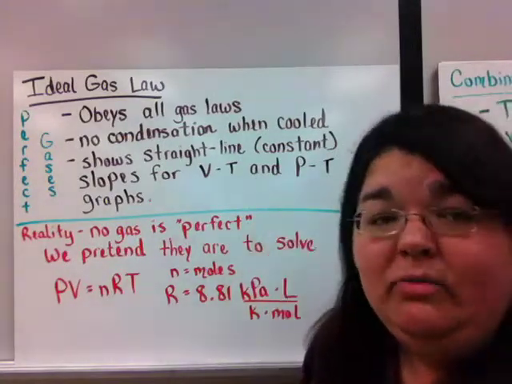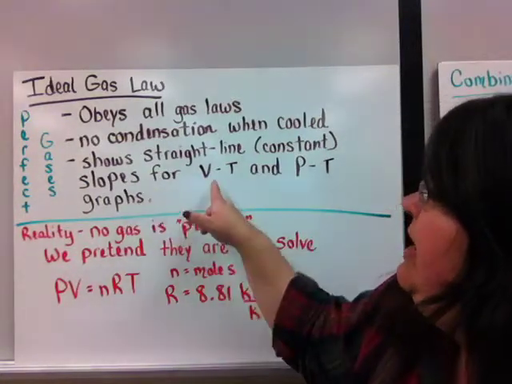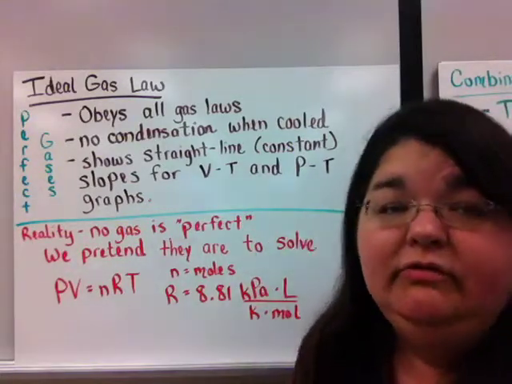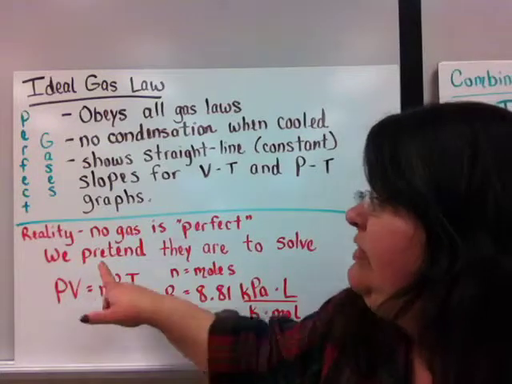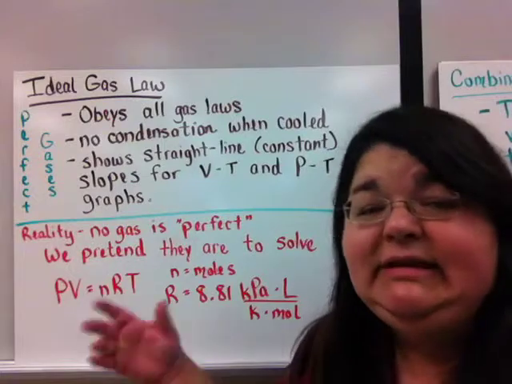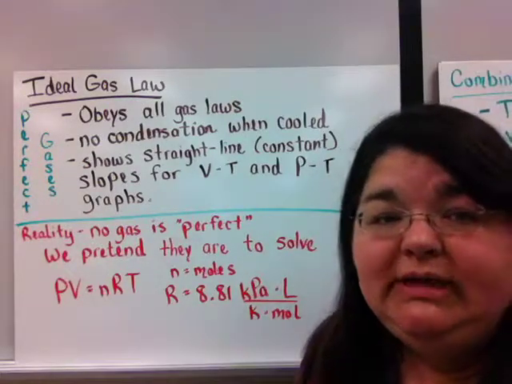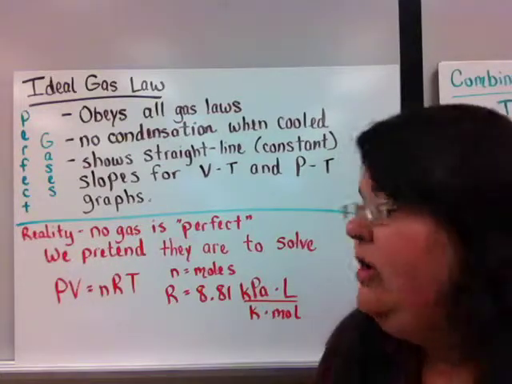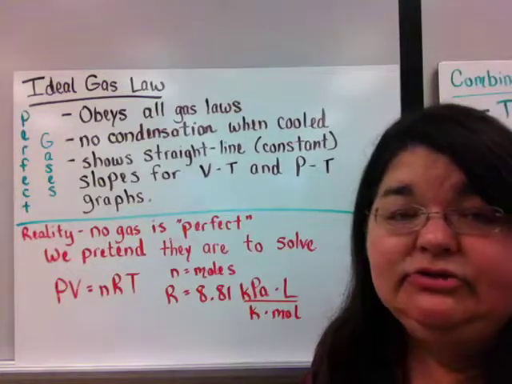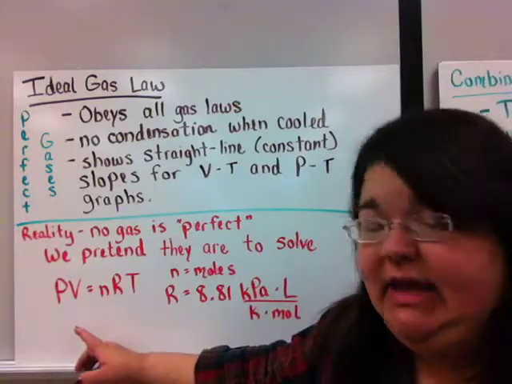And it must always show a straight line graph, which means it's constant for VT graphs and PT graphs, pressure-temperature and volume-temperature graphs. Now, the reality is that no gas is perfect. Just like people aren't perfect, gases aren't either. But in order for us to look at the molar relationship from one gas to another, we pretend that these gases are perfect under certain conditions. And we use this formula to relate everything together.